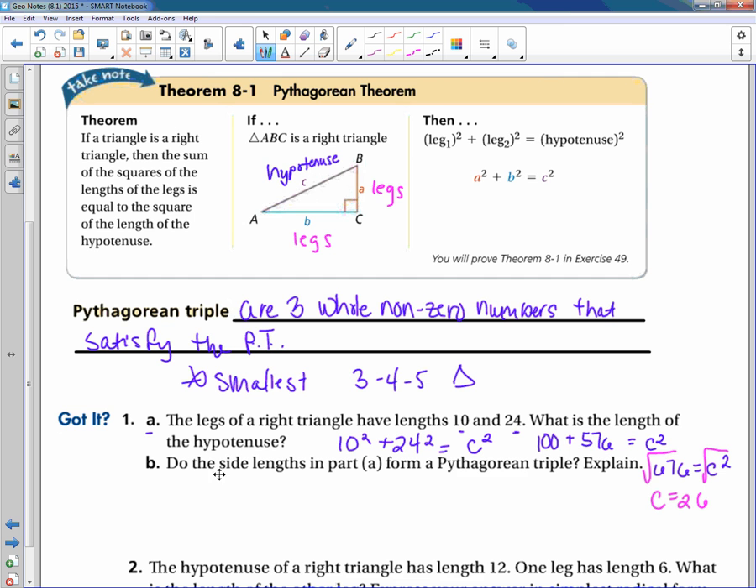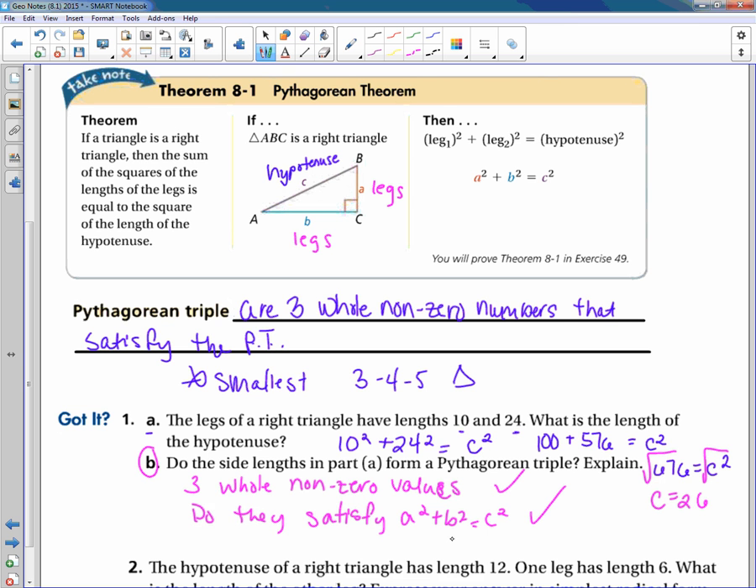Okay. The next part of the question is, do these form a Pythagorean triple? Well, we have to ask ourselves, are they three whole, non-zero numbers? Okay, and the answer, of course, is yes. And then the second one is, do they satisfy a squared plus b squared equals c squared? And the answer is yes. So therefore, yes, they are a Pythagorean triple.